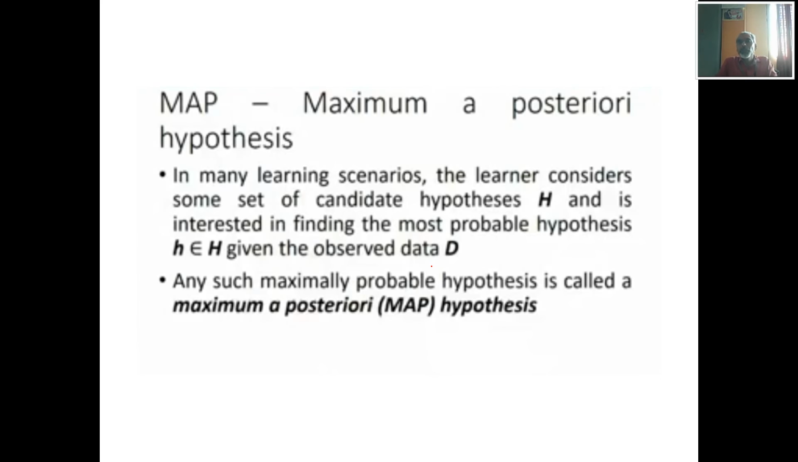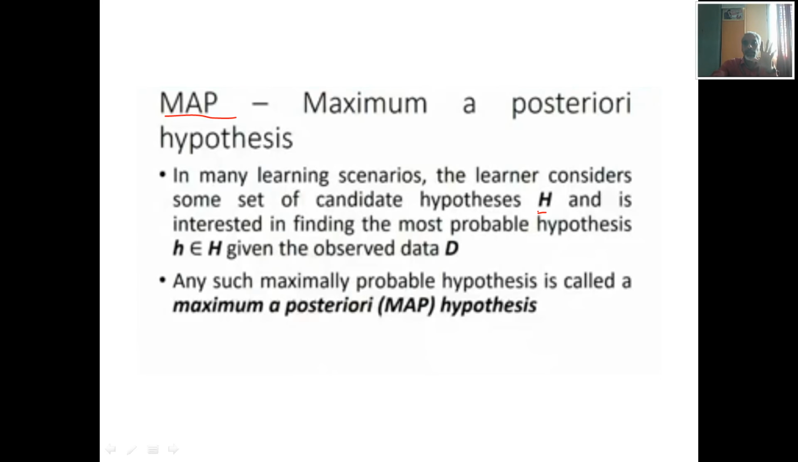So next we are going to look into another important term, which is called the maximum a posteriori hypothesis, or in short form, MAP. What is the meaning of this? In many learning scenarios, the learner considers some set of candidate hypotheses, right?